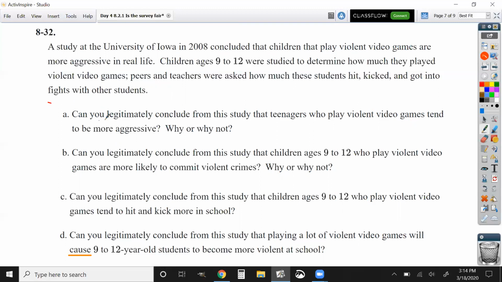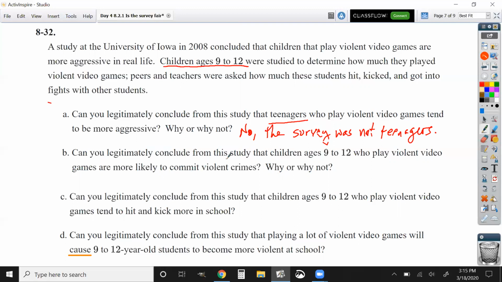All right. So part A, can you legitimately conclude from the study that teenagers who play violent video games tend to be more aggressive? Teenagers, children 9 to 12. These are not teenagers. So I would say no. The survey was not teenagers. If you ask teenagers the question, then maybe, yeah, that would definitely be better.